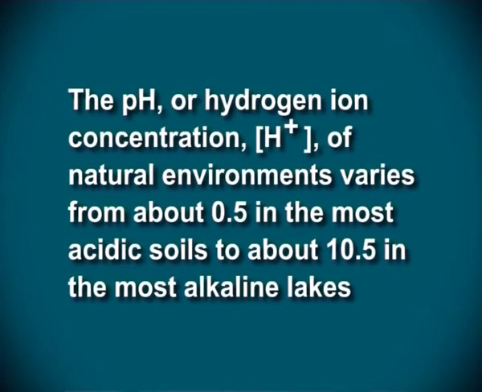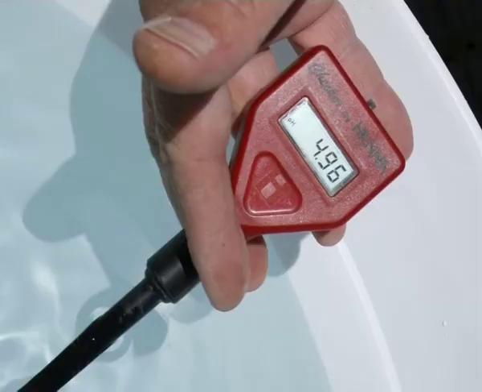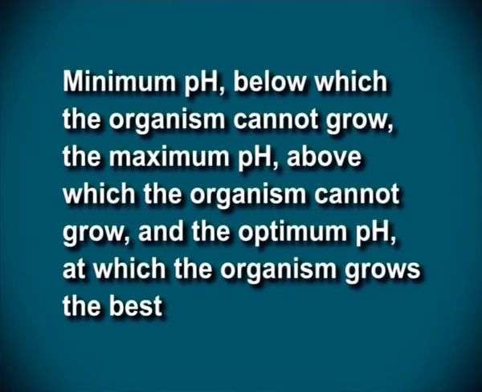pH and buffering capacity. The pH or hydrogen ion concentration H plus of natural environment varies from about 0.5 in the most acidic soil to about 10.5 in the most alkaline lakes. The range of pH over which the organism grows is known as the pH range for that organism. This range can be divided into 3 regions: minimum pH, below which the organism cannot grow; maximum pH, above which the organism cannot grow; and the optimum pH, at which the organism grows the best.